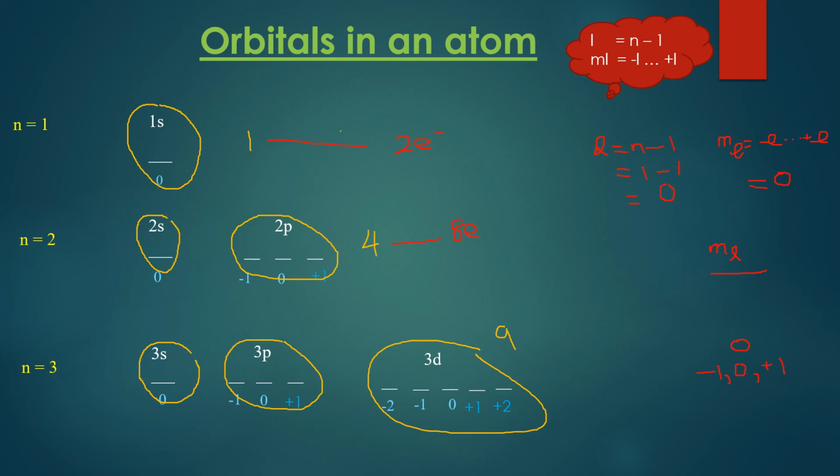Then we have the third shell. The third shell will contain 2 electrons in the 3s, 6 electrons in the 3p and 10 electrons in the 3d orbital. So altogether it will have 18 electrons. And this is how we work out the configuration. Once we know how many orbitals are present in each of the shells, we will be able to write the electron configuration of the particular element.